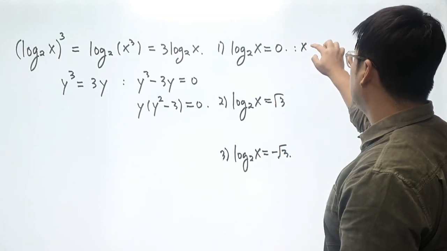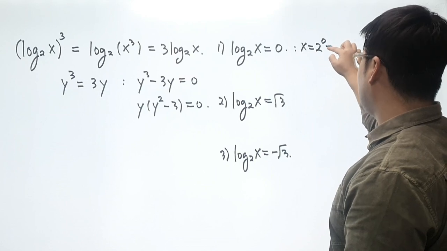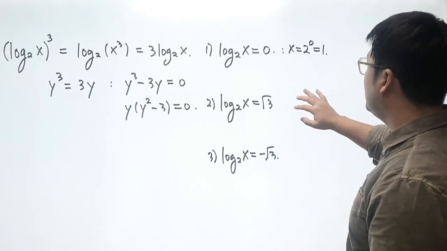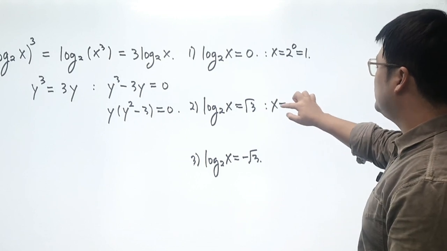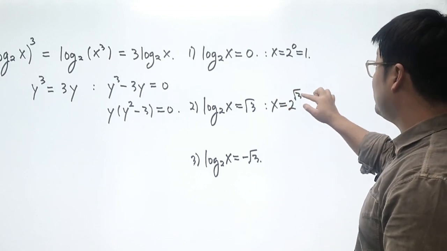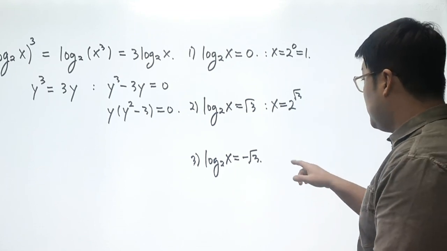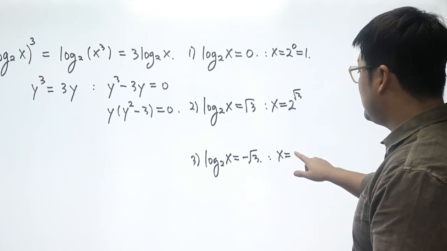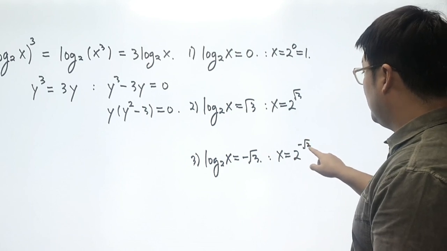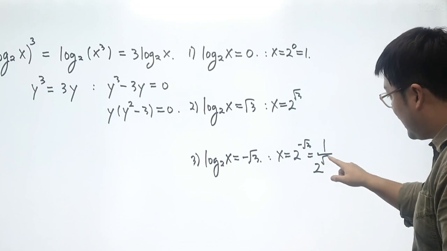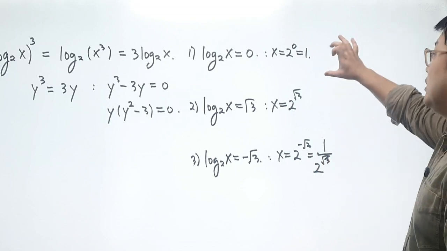So x equals 2 to the power of nil, and that becomes 1. One solution that works. What about x equals 2 to the power of radical 3? I have no idea how to compute this, but I know that this is still well defined. But what about x equals 2 to the power of negative root 3? Well, I can tell you this is just going to be 1 over 2 to the power of radical 3. And those are well defined.